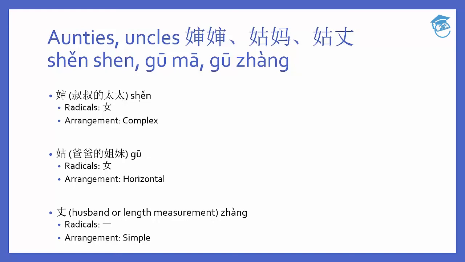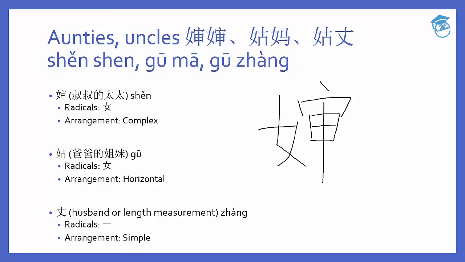This is the pinyin 婶. The radical is what's on the left there. So the arrangement is complex because you have left and right component, while the right component has top and bottom component. Let's look at how to write 婶. 1、2、3、4、5、6、7、8、9、10、11、12. 12 strokes for this word, 婶.